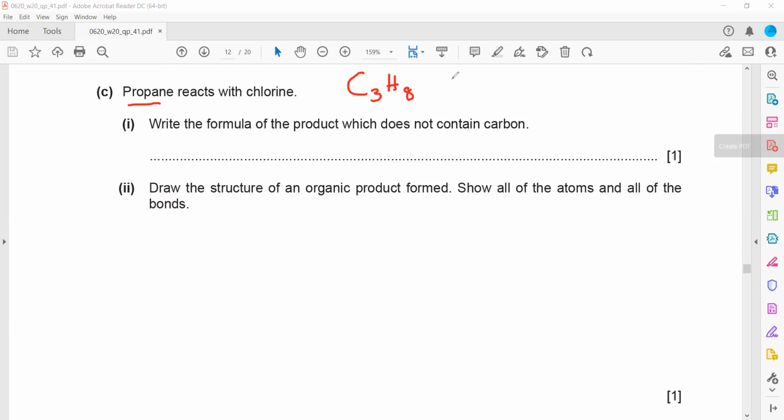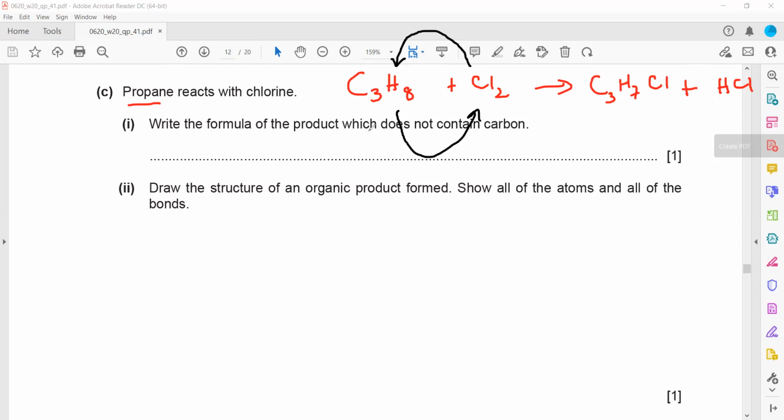And if it reacted with chlorine, chlorine is Cl2. Whenever alkane reacts with chlorine, it is a substitution reaction. What happens in a substitution reaction? One atom enters, like one chlorine will enter, and one hydrogen will leave. So as a result, what will be the product? The product will be C3H7Cl, and the hydrogen removed combines with the other chlorine and produces HCl. So the products will be chloropropane and hydrogen chloride.